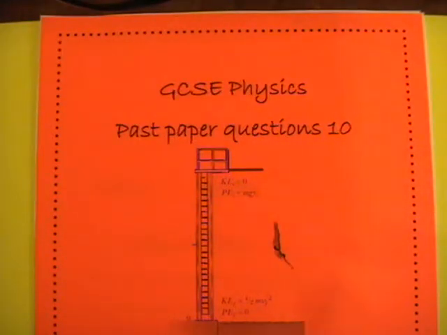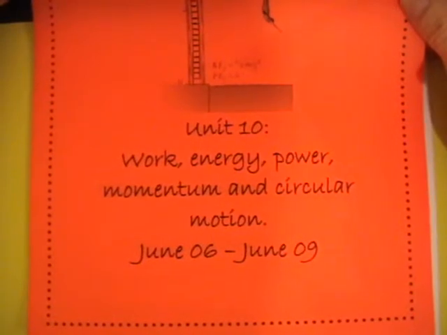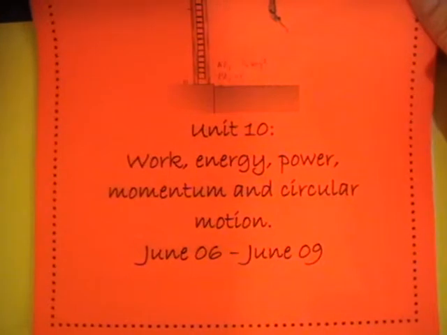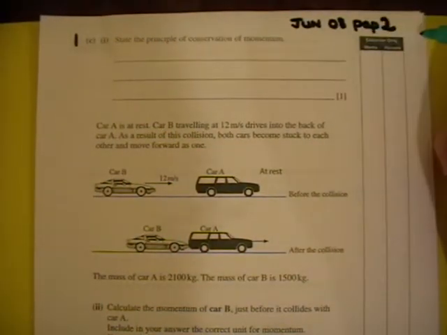This is GCSE Physics Past Papers Question 10, and Unit 10 is on work, energy, power, momentum and circular motion, and the questions are from June 06 to June 09. So the first question is from June 08, paper 2.